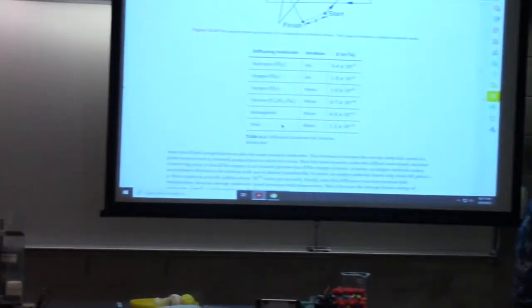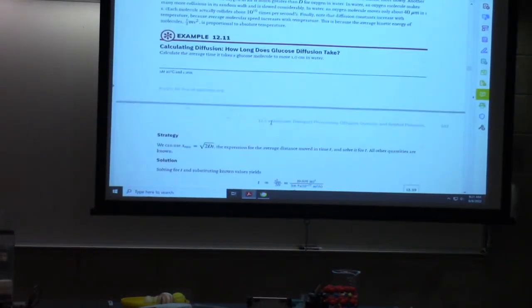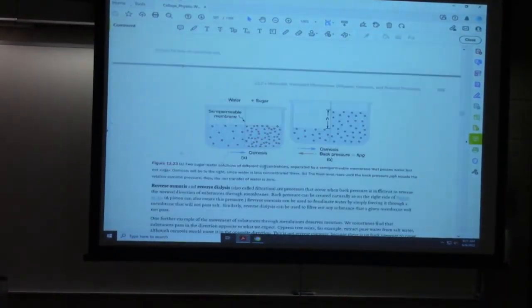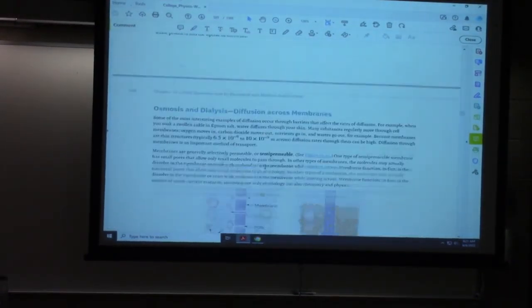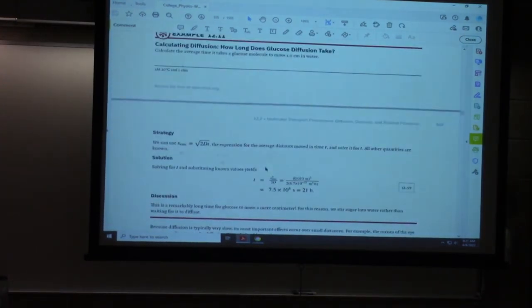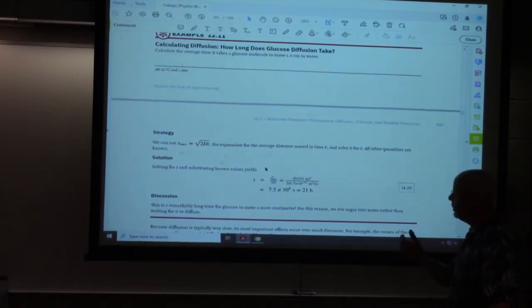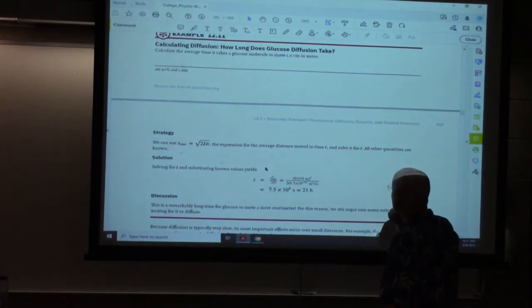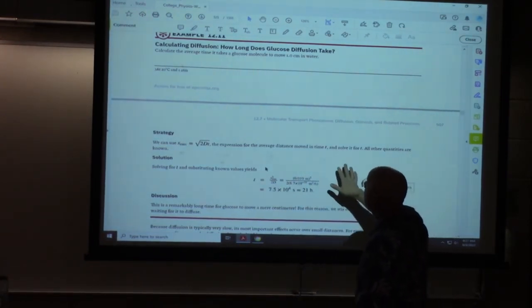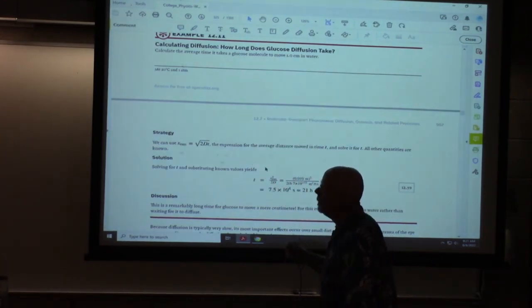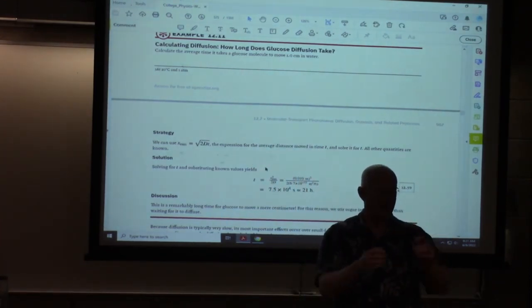But I do want to look at a quick calculation that your author does, because your author, I think I passed it, says, now that we know, here we go, this calculation right here. It's not a hard calculation. It says, using this equation, how long would it take? Calculate the average time for a glucose molecule to move 1 centimeter.